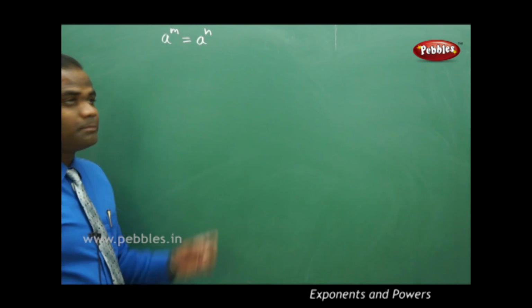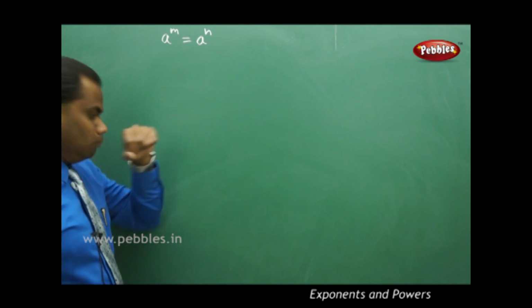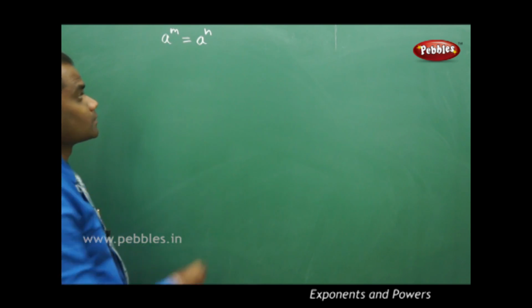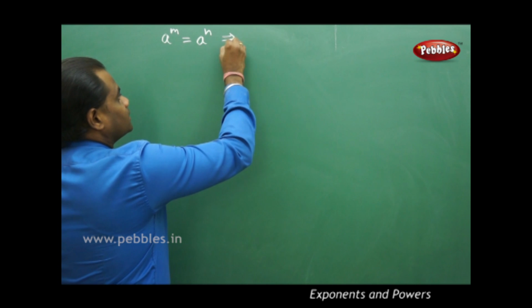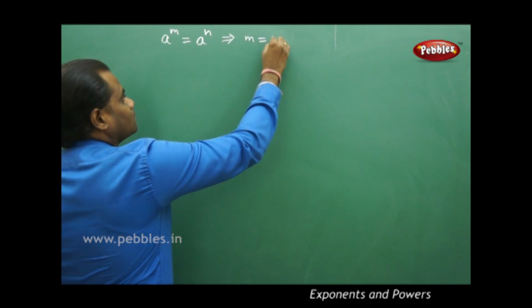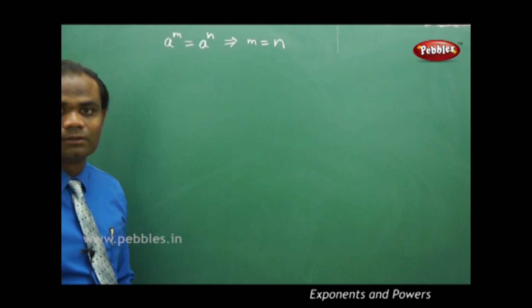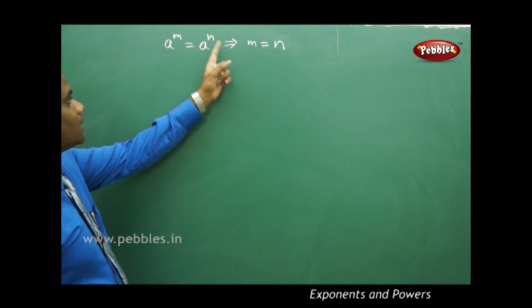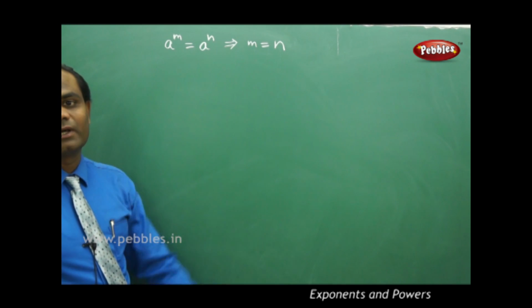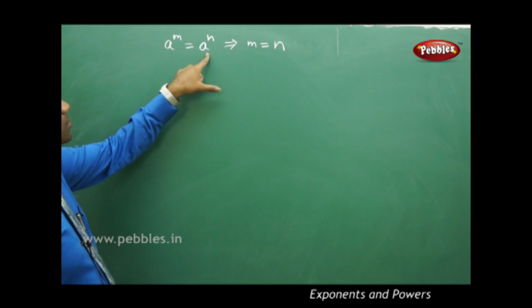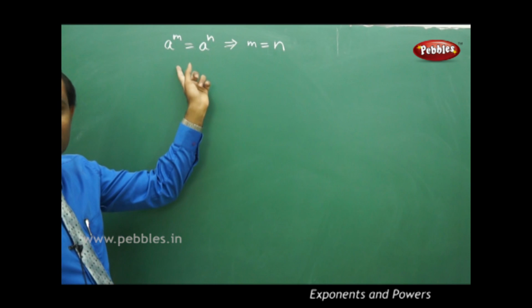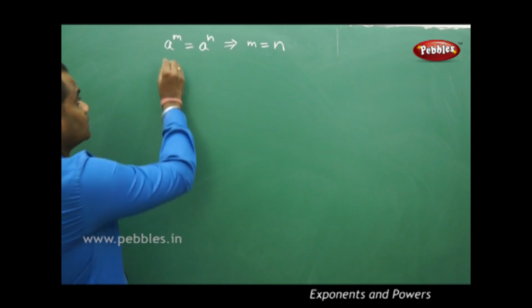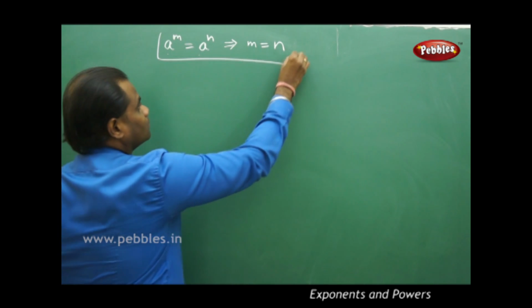If I have a power m equal to a power n with the bases being equal, then in that case my powers will be equal. The property says that if a power m is equal to a power n, it implies m must be equal to n. Only then we have these two equal. Without this condition, these two can never be equal, provided the bases are equal.